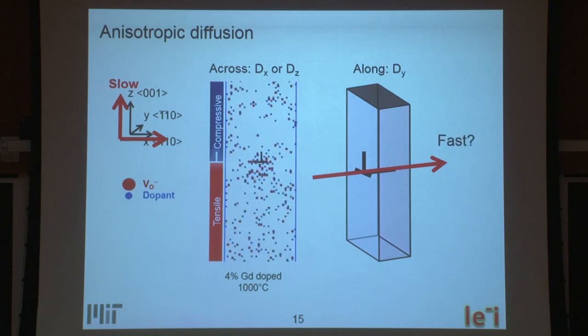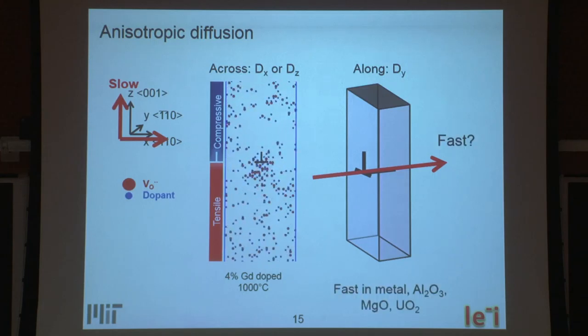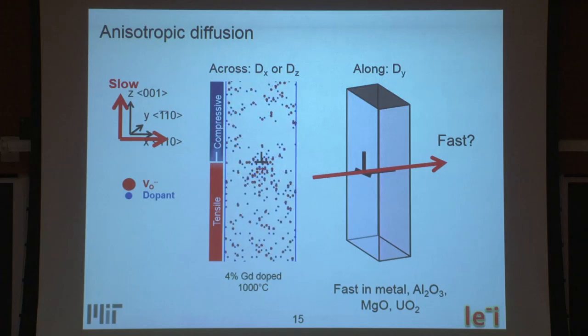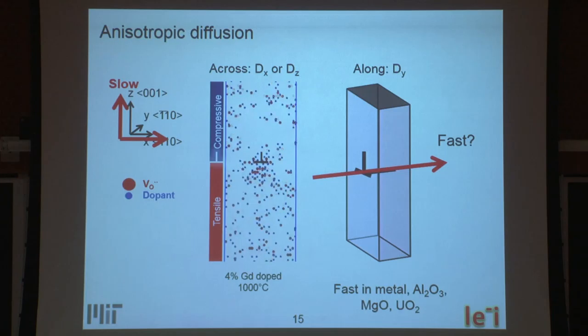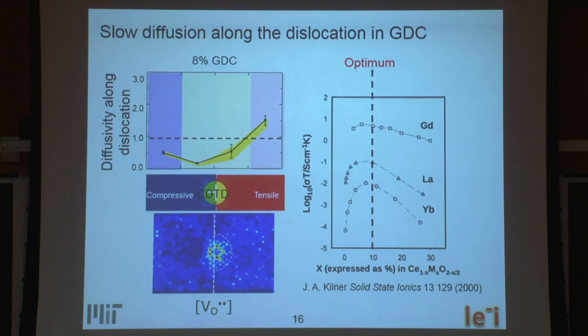Along the dislocation line, traditionally, it is known as the fast diffusion path. So in a lot of other materials, aluminum oxide, magnesium oxide, or uranium dioxide, people would say dislocation enhances the diffusion. But how about in ceria? We find out, no, the dislocation cannot enhance the diffusivity. Let's look at this plot. These two dots represent the diffusivity in the green and the yellow region. And the bulk reference, the case where there's no dislocation at all, is normalized to 1 in the dashed line. Both areas have a slower diffusivity along the dislocation.